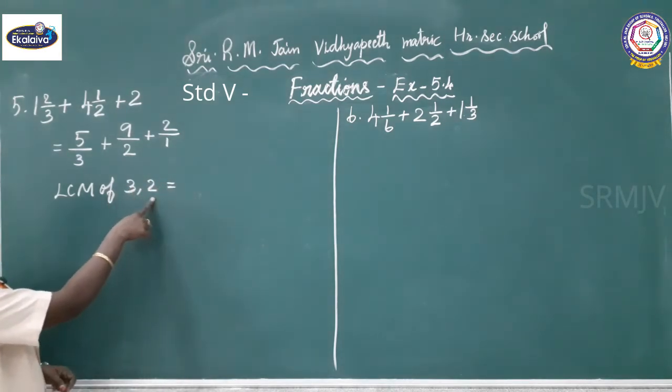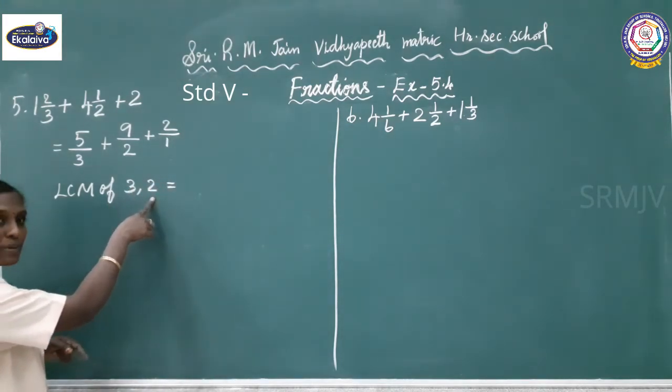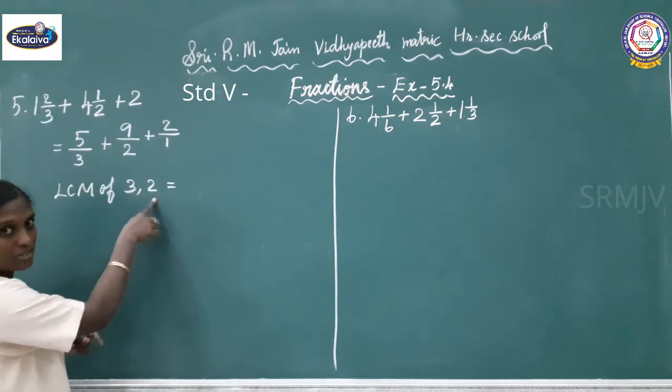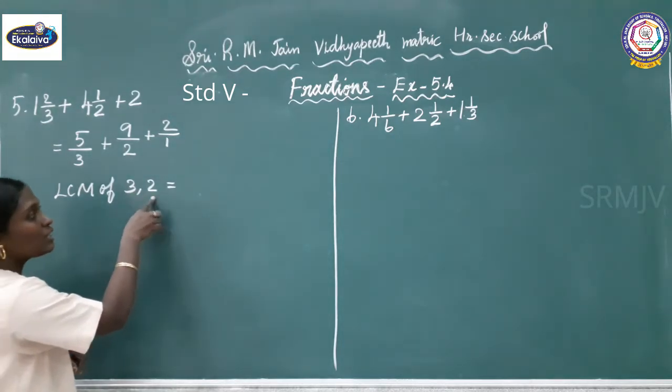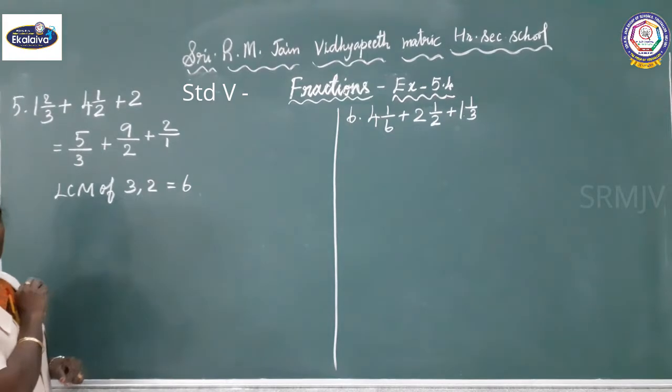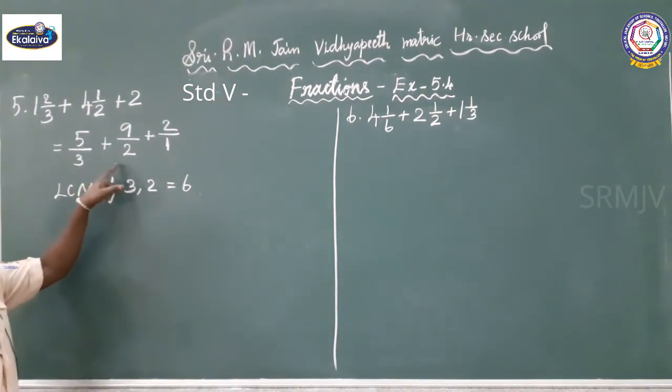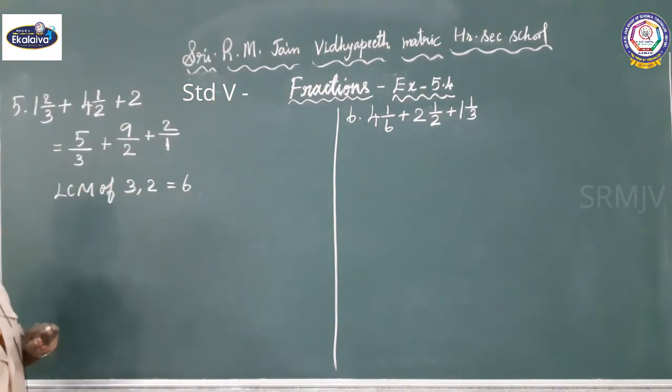Here 3 and 2 are prime numbers. For prime numbers, the product of the numbers is the LCM. So 3 2s are 6, 6 is the LCM. Now we have to convert the fractions to the denominator 6.